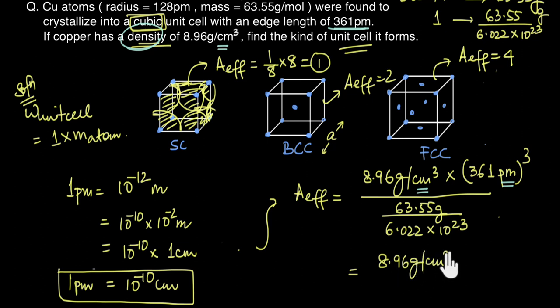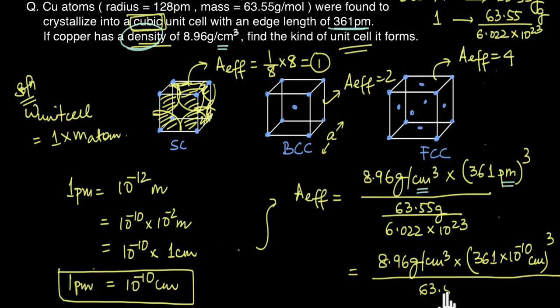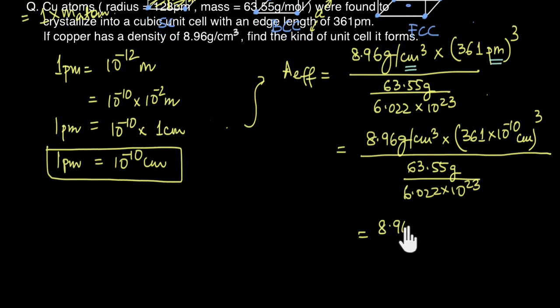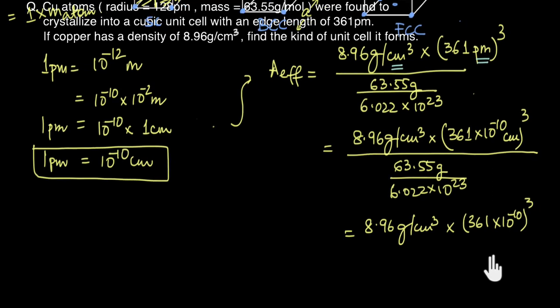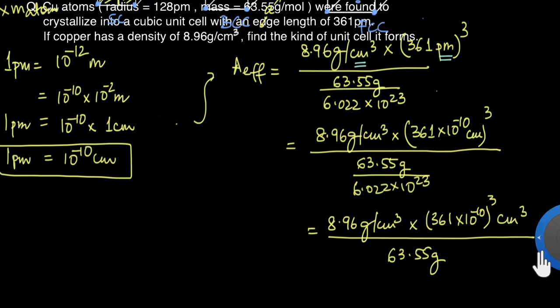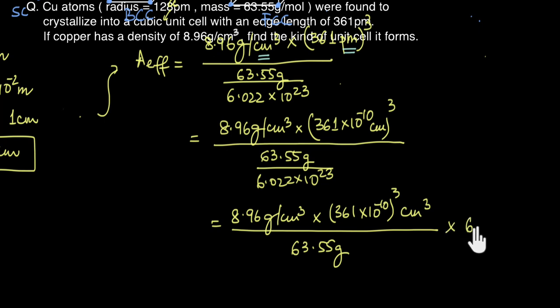So if I write it out here, 8.96 gram per centimeter cube into 361 into 10 to the power minus 10 centimeter whole thing cube divided by 63.55 grams divided by 6.022 into 10 to the power 23. So let me rewrite. 8.96 gram per centimeter cube into 361 into 10 to the power minus 10 whole thing cube centimeter cube divided by 63.55 grams divided by this quantity. So I can write it as multiplied by 6.022 into 10 to the power 23, right? So this will come up here. So this gram and centimeter cube will cancel out.